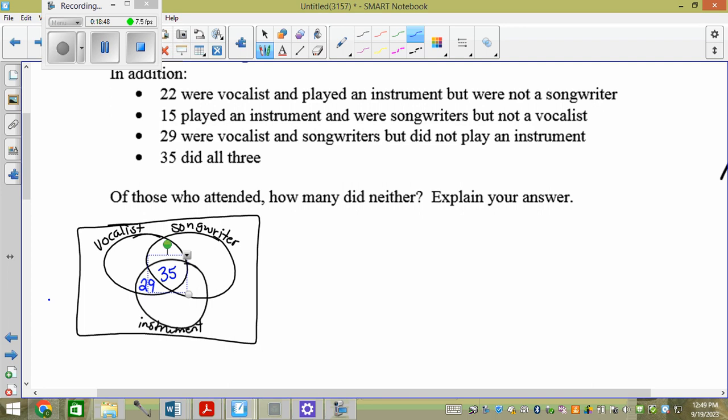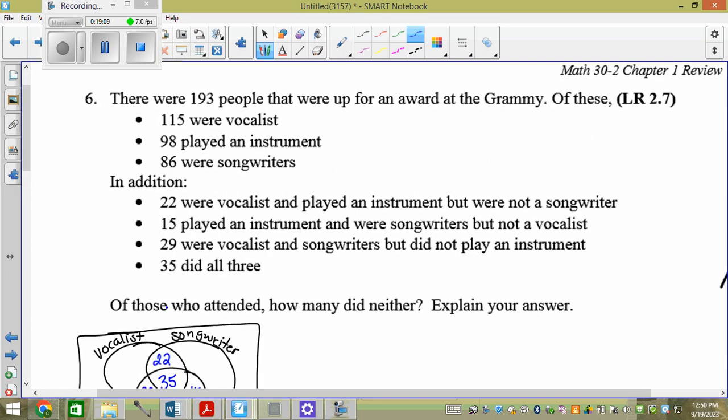Okay. Then we have 15 played an instrument and were songwriters. So we're going to put 15 here, but not a vocalist. And then we have 29, I did already, 22 were a vocalist and played an instrument, but not a songwriter. So we're going to have 22 here. Okay. So we covered all those. Then the rest are singles, which we have to do. We can do it in any order because they're singles.